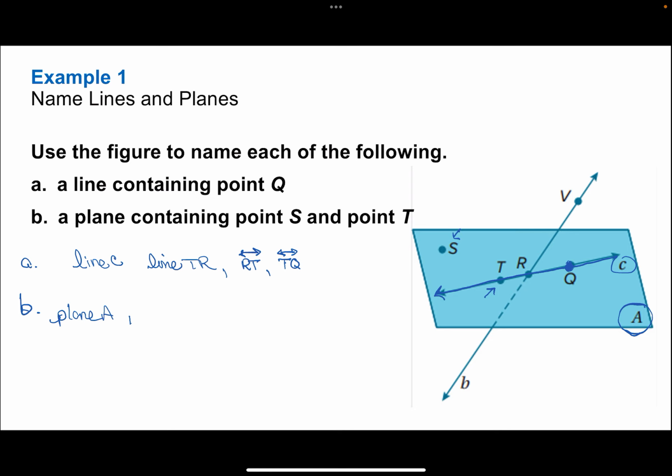Or we can call it plane STR, all capital letters, or plane SRQ, QRS. As long as the three letters, the 3 points form a triangle, then we're fine. The one thing that we cannot say is we cannot talk about point V because point V is not on the same plane as T and S, not pictured on the same plane. There is a unique plane that would go through T, S, and V, but it's not currently pictured.